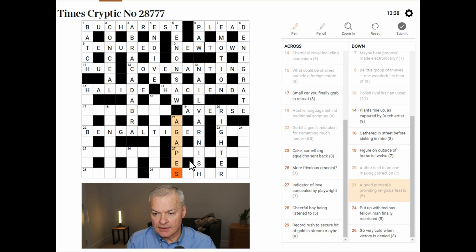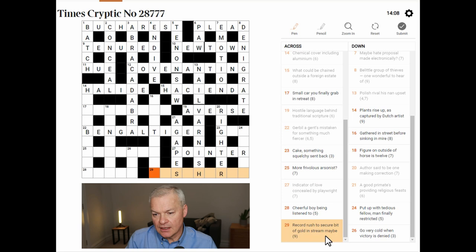Now, does this help mop up the bottom right? Indicator of love, concealed by playwright. Yes, it does. This is pointer. A pointer is an indicator. Love is O, because love can mean zero in tennis. Concealed by playwright, concealed by Pinter, the name of a playwright. Harold, perhaps.